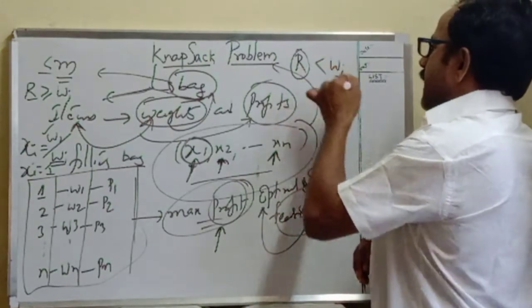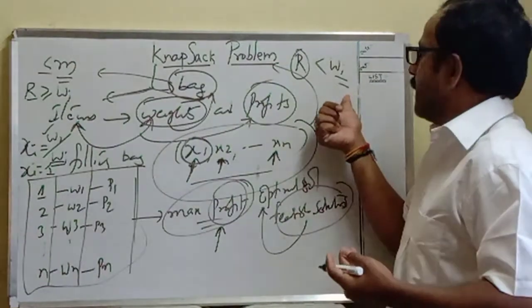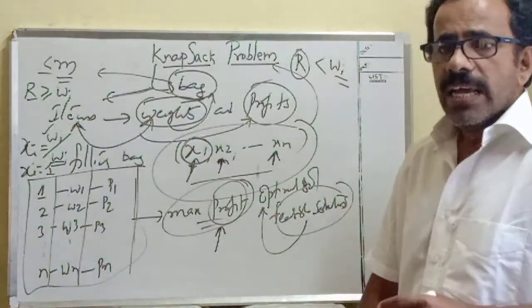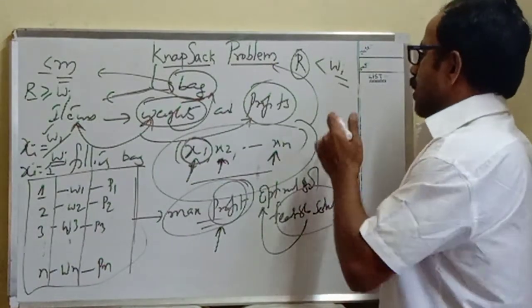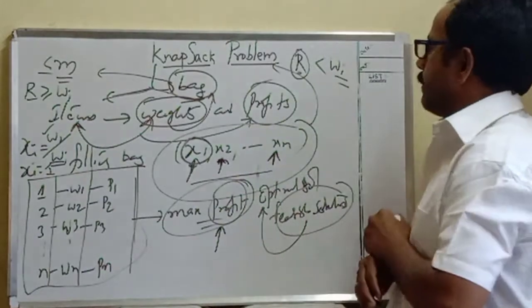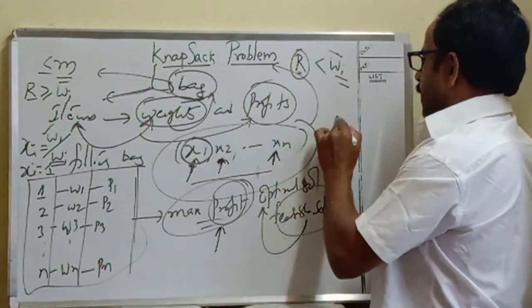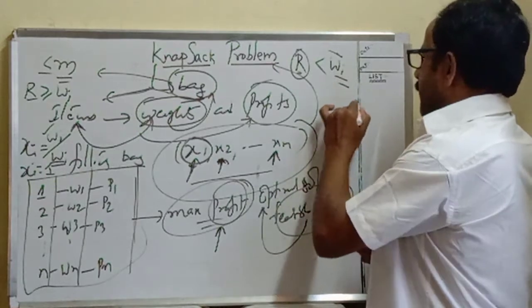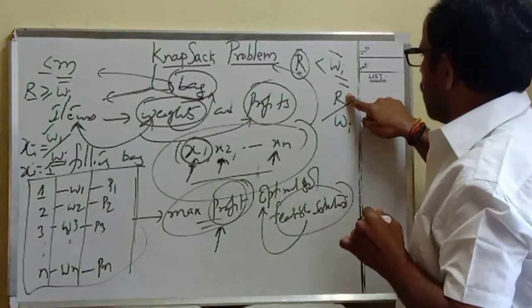Suppose R is less than Wi. We cannot consider the ith item completely. Then we can extract a fraction from it. Suppose the remaining knapsack capacity is R units. You are supposed to extract R units from this. How can we extract R units? Out of Wi, we are supposed to extract R units, where R is the remaining knapsack capacity.